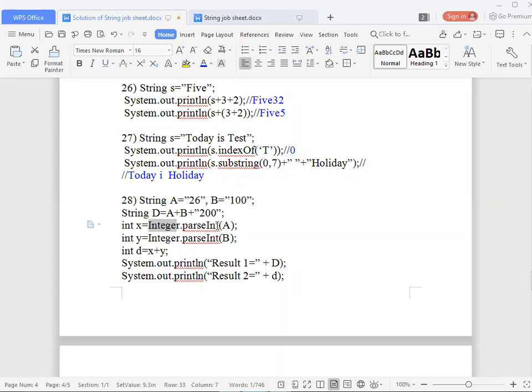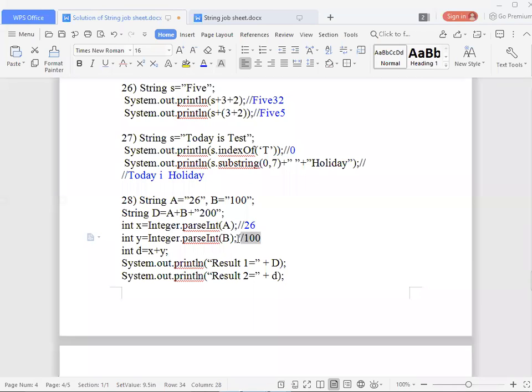Convert into integer. Whom do we have to convert? A. What is A? A is in the double quotes, 26. Okay, so as a string 26, this is a number, but given in double quotes, it means it will be considered as the string. So string A means 26, right? So this 26 will be converted into the integer. So it becomes integer 26. Okay, then here also it becomes integer 100.